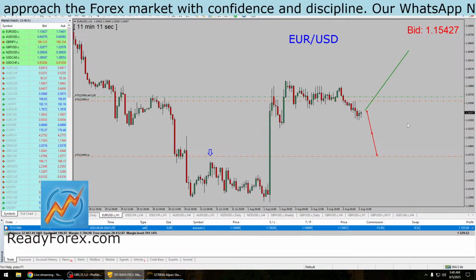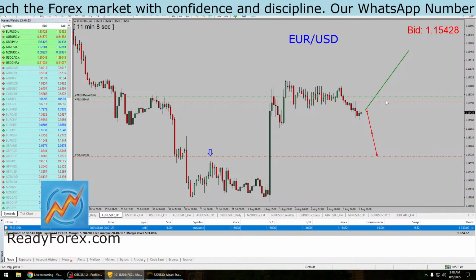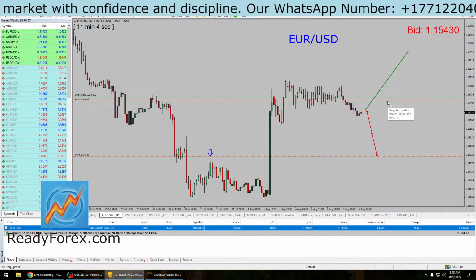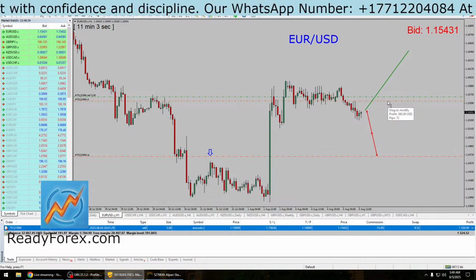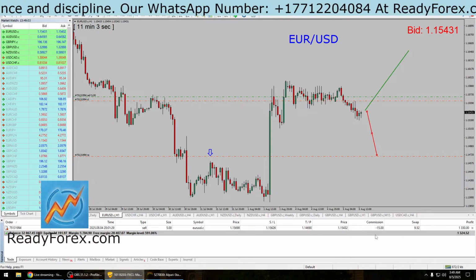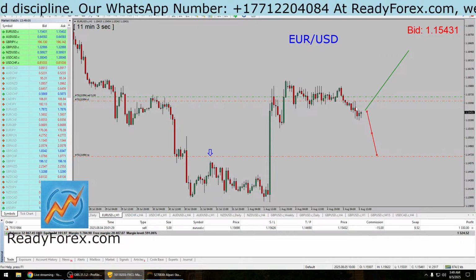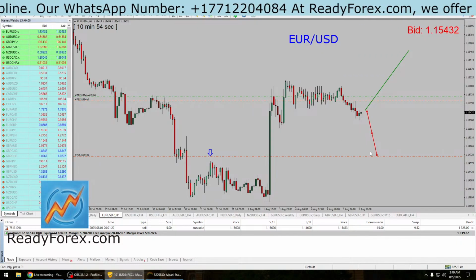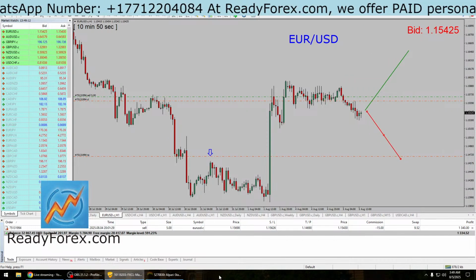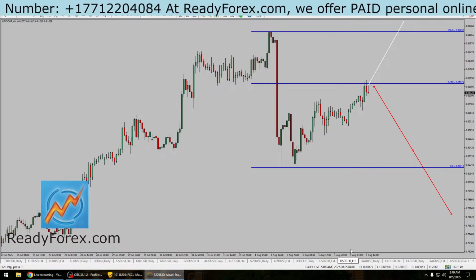Okay, so I lowered my stop a little bit more, and in this way I locked in about 7 pips profit. If the market is going to rise up, I will get out of the market with a 7 pips profit, but I'm not going to lose any money on this trade. Okay, go back to the chart analysis.